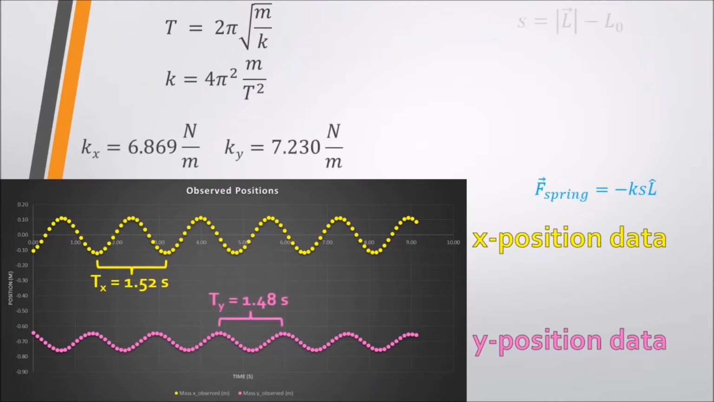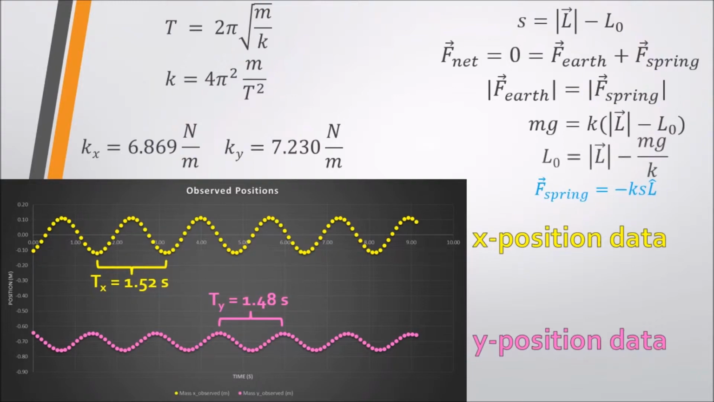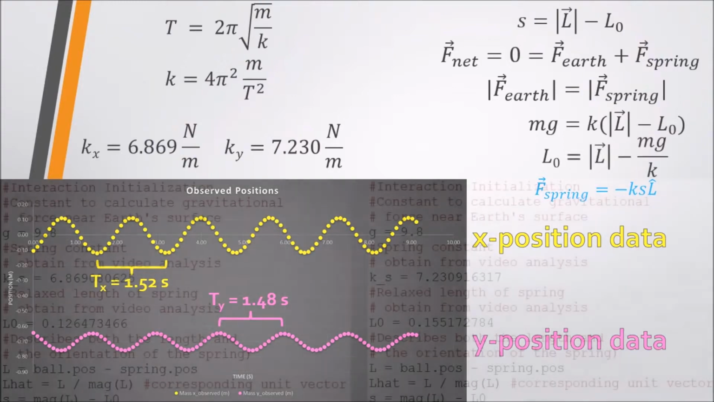To do this, I used the fact that when the mass was not moving and the spring was at a length of 0.7 meters, the magnitude of the force of gravity equaled the magnitude of the spring force. The gravity force was simply mass times gravity, and the spring force was the spring constant times the difference between the stretched and relaxed length. I solved for L naught with each spring constant and then put these values into my Python code to construct two different models.